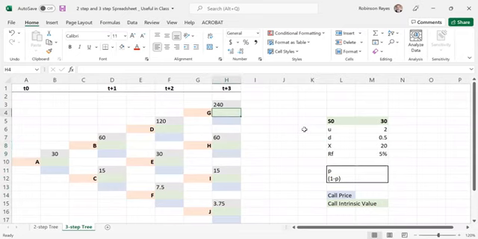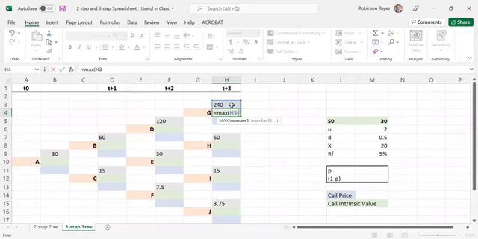So now back to the intrinsic values. Now we only need the intrinsic values in this terminal node, but for simplicity, I will solve the intrinsic value in all of these nodes, just for completeness. So the intrinsic value of a call option is simply the max of the stock price minus the strike price, and 0. And let's lock this strike price so then we can copy that formula in all of the other cells.